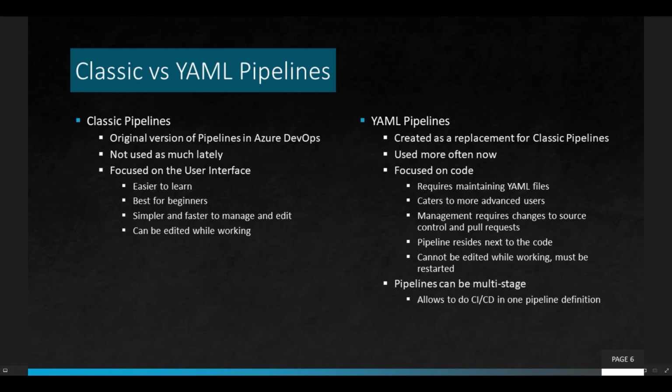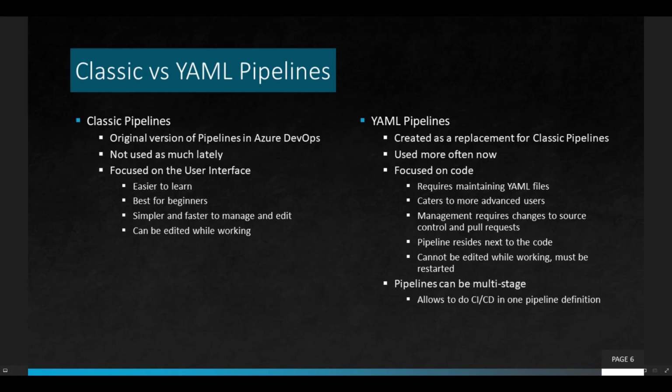So if you need to make a change on a pipeline that was started, you need to actually restart that pipeline after you make the changes. But a good thing that we have here is that the pipelines can be multi-stage. So in the classics, you break it down into two different sections, the build and the release. But in the YAML, you can actually do all of that in one pipeline definition. So that's the advantage of the pipeline being multi-stage.